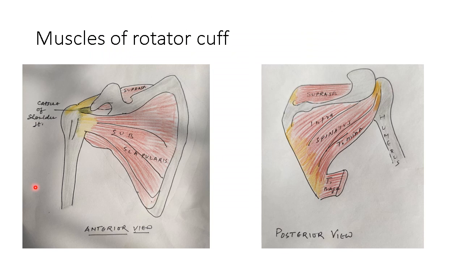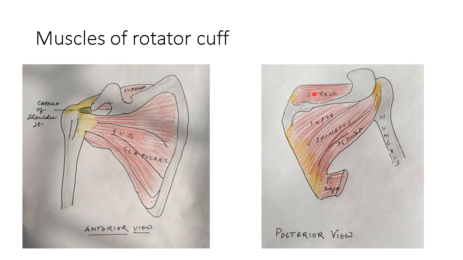In this diagram you are seeing the muscles' origin and insertion. This is the anterior view of the shoulder joint, where you can see the anterior or costal surface of the scapula. The subscapularis muscle arises from this costal surface and is inserted into the lesser tubercle of the humerus. Then this is the supraspinatus muscle, which arises from the supraspinous fossa, which will be clearer on the posterior view of the shoulder joint. But here you can see some part of the supraspinatus muscle, which is inserted into the upper facet of the greater tubercle of the humerus.